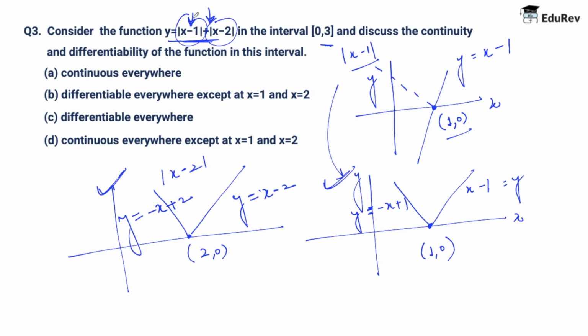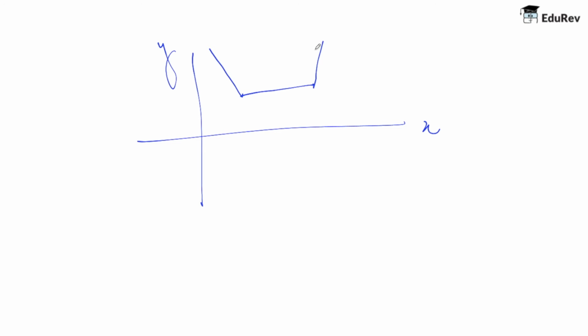But we want to find the graph that combines both of them, right? So now I'm going to draw a graph that combines both of these functions, and then we will see the continuity and differentiability of the function. So when I plot the curve of that function, with y and x axes, it will be somewhat like this. Correct? So this point has to be (1, 1) and this point has to be (2, 1).